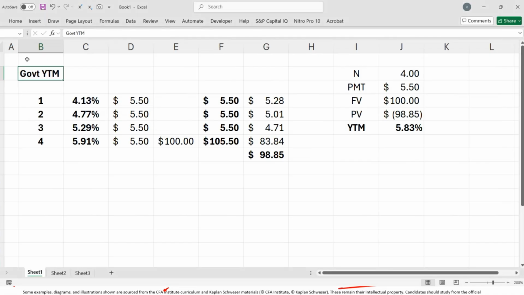Step 1, any concerns on estimating government YTM? Anything that you missed out, you want me to explain again on this? This is step 1 because until we have the two YTMs, we cannot get the G spread.